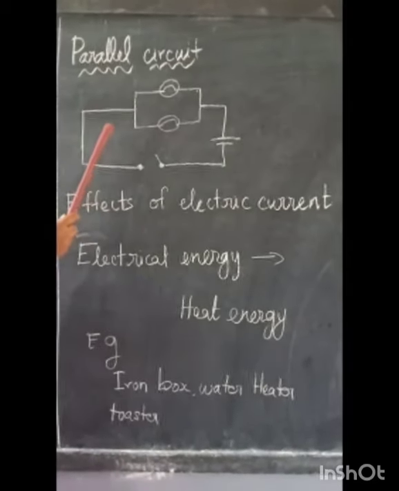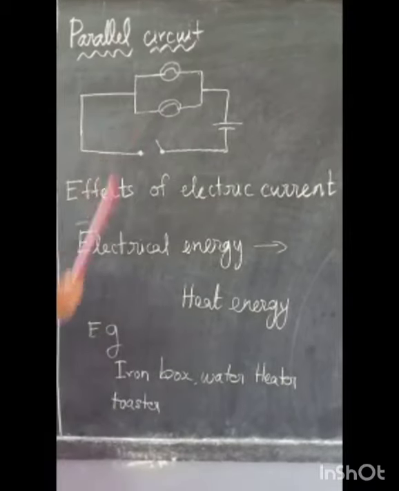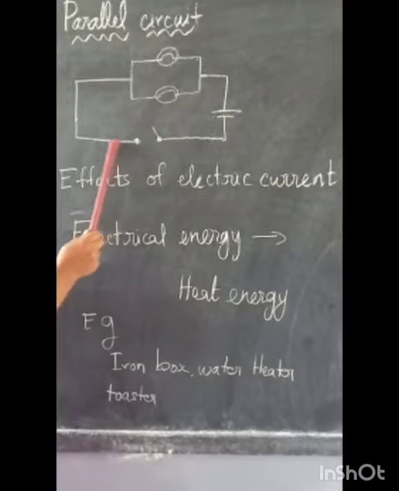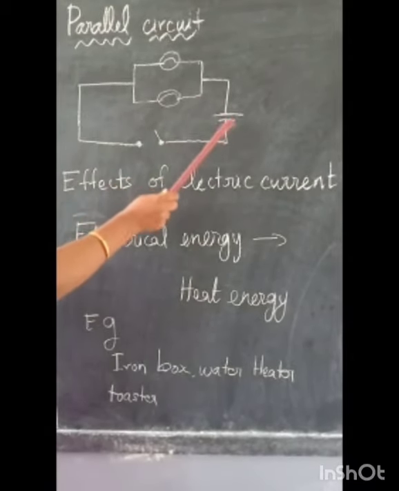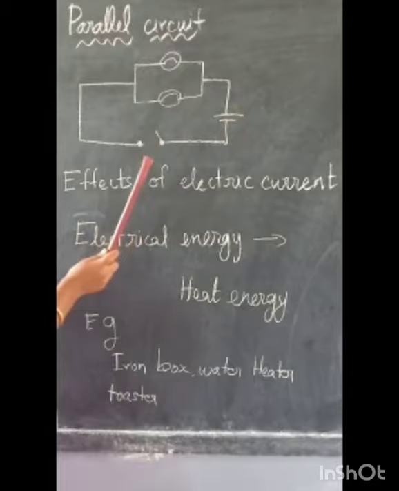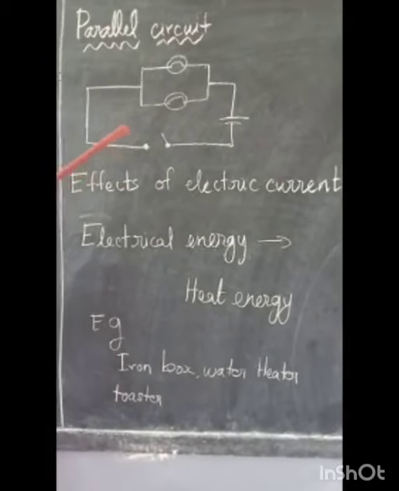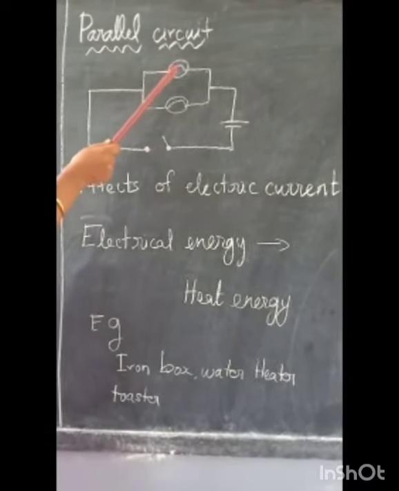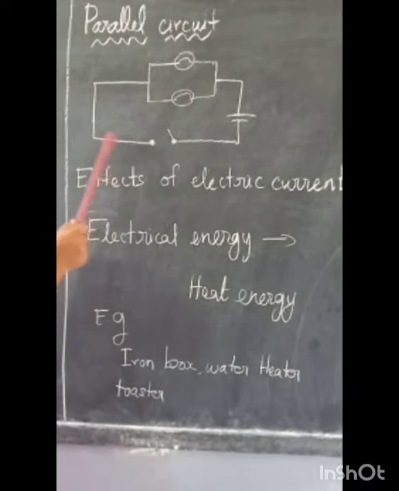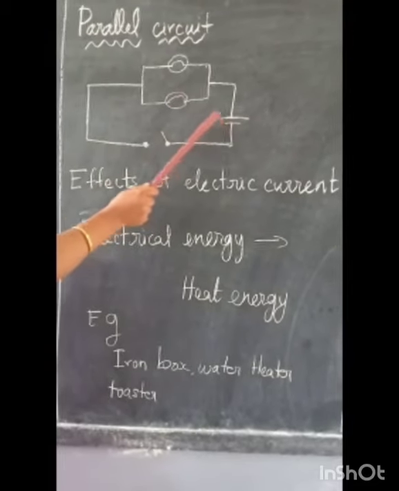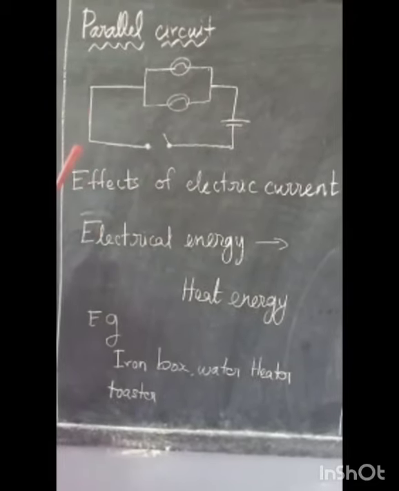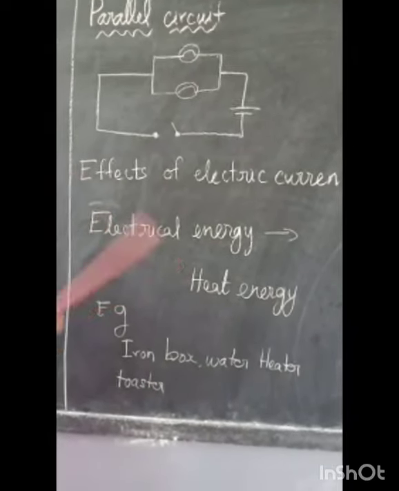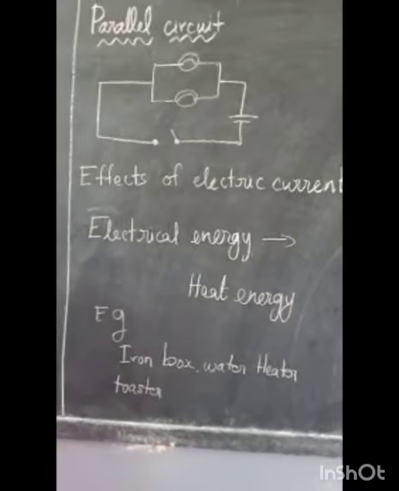Just see, students, this parallel circuit has two pathways. If the battery is switched on like that, current can flow in this first loop as well as this second loop. If the parallel bulbs are connected like this, if one bulb is fused off, the current can flow through the other bulb. This is one advantage of parallel circuits. If it is a series circuit and one bulb is fused off, the other bulb also will not glow.